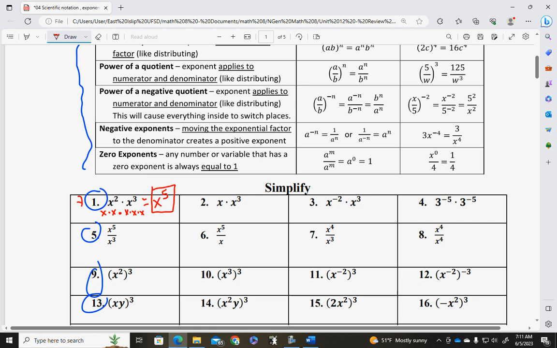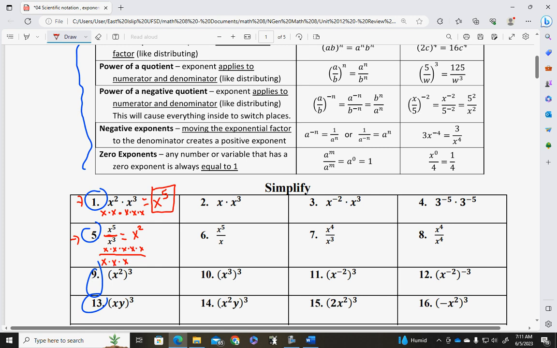The rule on number 5 for division with exponents is to keep the base and subtract the exponents. So I know this answer is x to the 2nd. But once again, if you forget the rule, expand it. The numerator says x to the 5th, which really is x times x times x times x times x. And remember, this has a fraction bar, so underneath it is where I do x to the 3rd, so that's x times x times x.